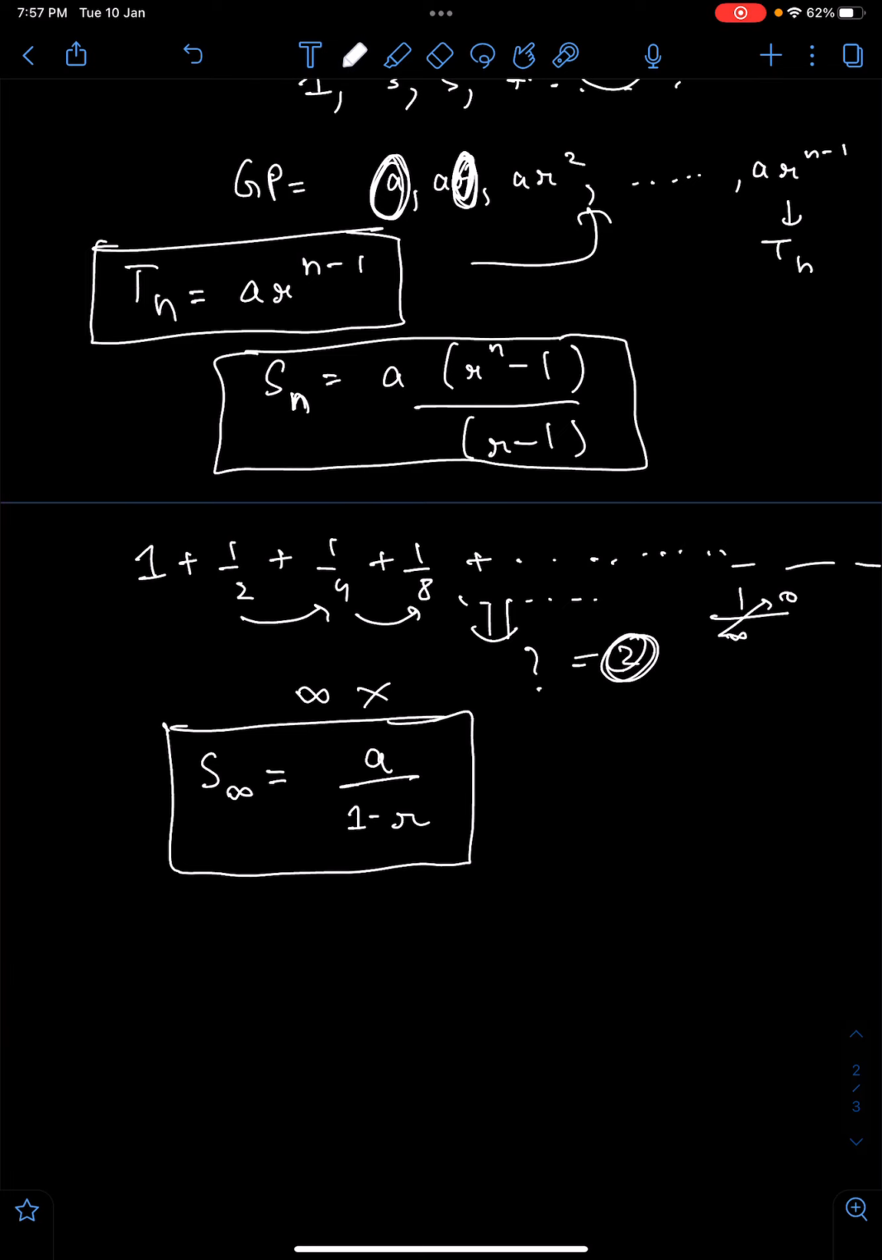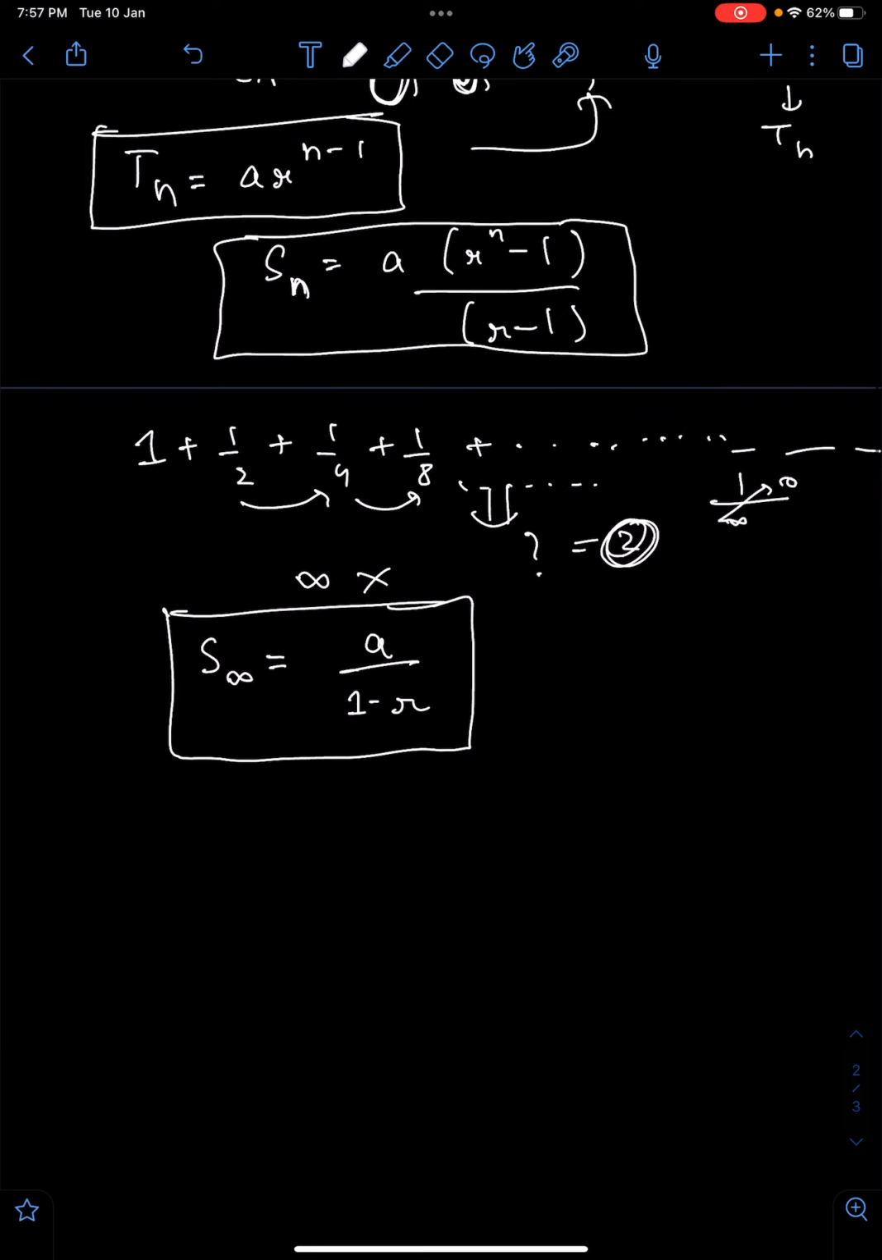Right. So now we'll practice one more example based on this. You guys try this by yourself: 1 minus 1 by 3 plus 1 by 9 minus 1 by 27, up till infinity. Calculate s infinity.